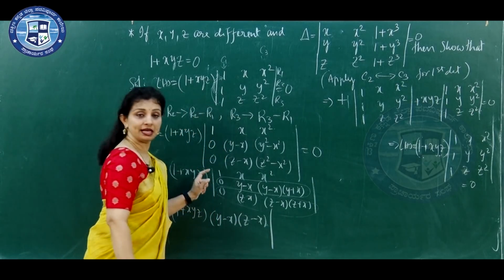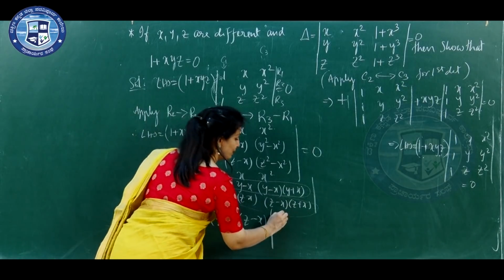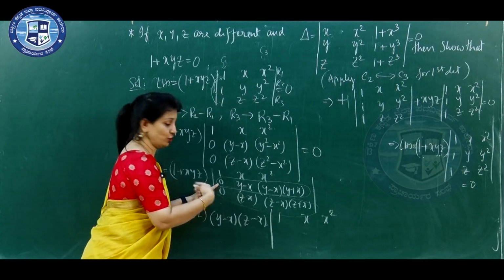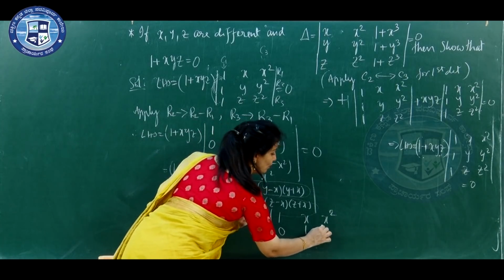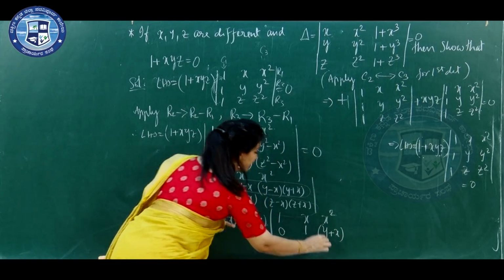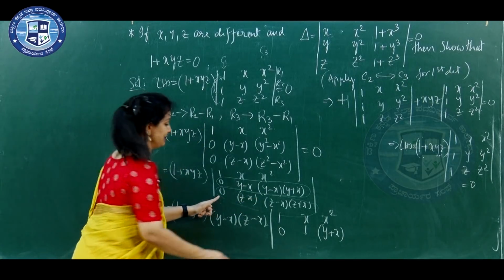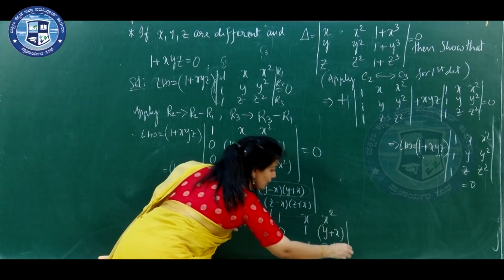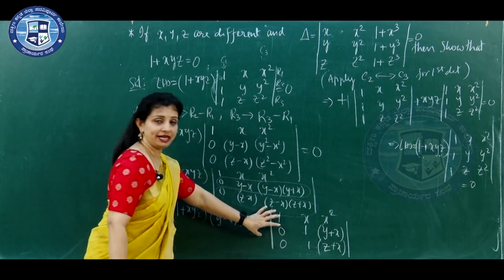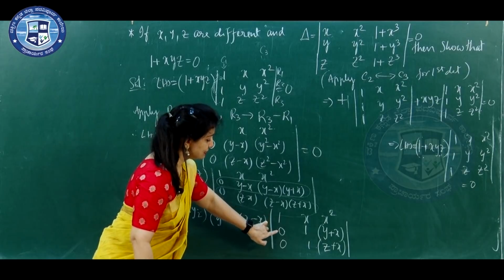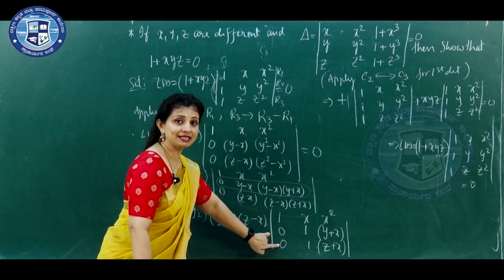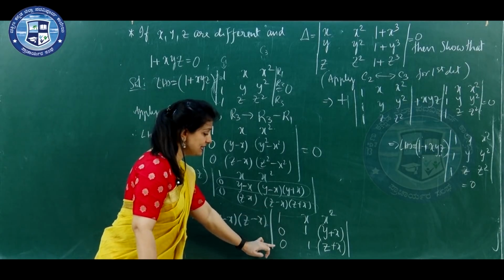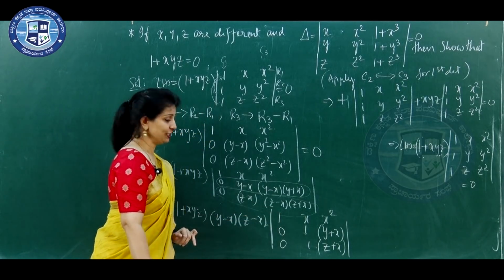So the remaining determinant is: first row 1, x, x square as it is. Second row, y minus x is removed, so 0, 1, y plus x. In the third row z minus x is removed, so 0, 1, z plus x. Observe this determinant. You can observe the first column elements are such that there are maximum 2 zeros. So expand the determinant using the first column.